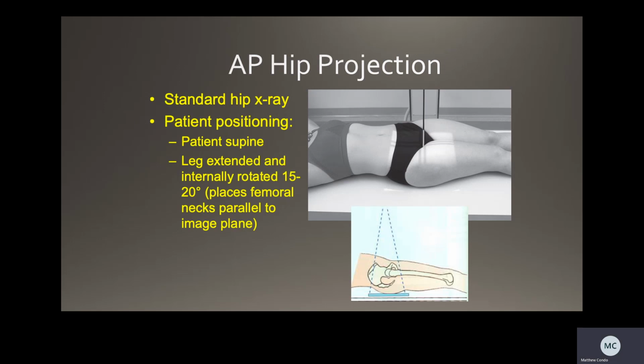So AP hip projection, this is how it is made. The big thing to remember here is legs are extended and internally rotated 15 to 20 degrees. What that does is that places the femoral necks parallel to the image plane, aka I can see them better. So when I place that patient in the standard X-ray machine, I need to internally rotate their femurs about 15 to 20 degrees.